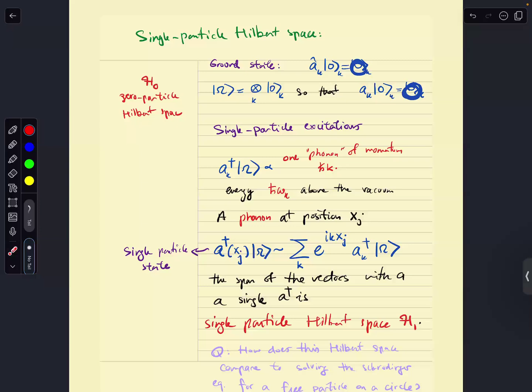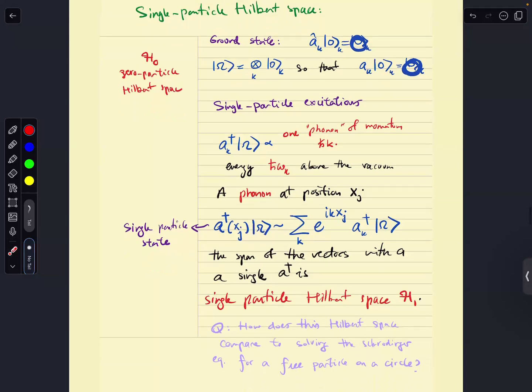But you could act with one A dagger of k1, create a one particle state, and superpose it with a state with another particle. In particular, you could take A_k dagger acting on the vacuum and Fourier transform it. This is just superposing sums of the kets. It is still a vector in the one particle Hilbert space, and from the Fourier transform, this means a single particle inserted at point x_j, a point on the lattice. So the single particle Hilbert space is the span of these, right?